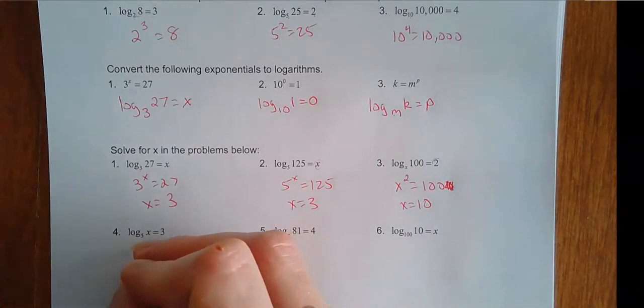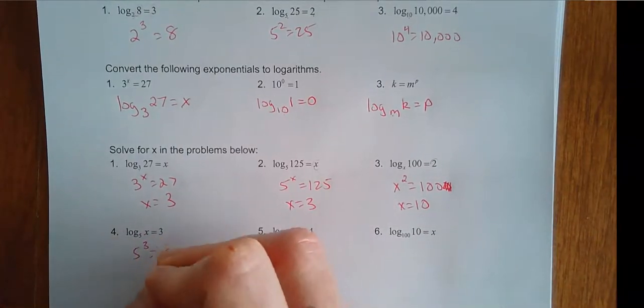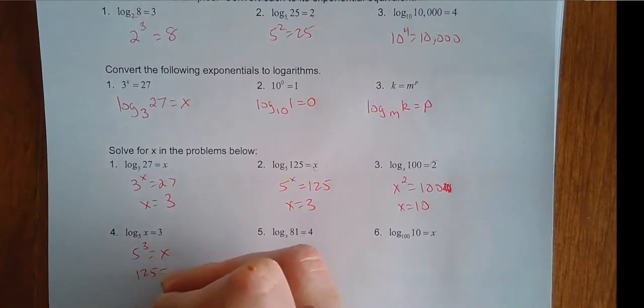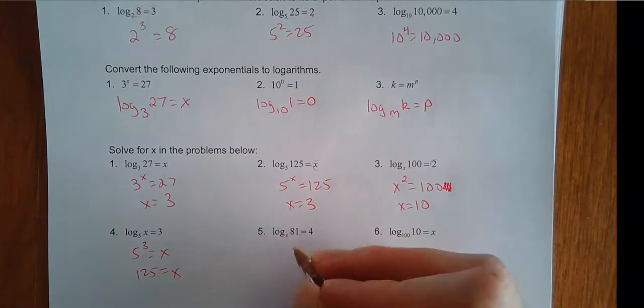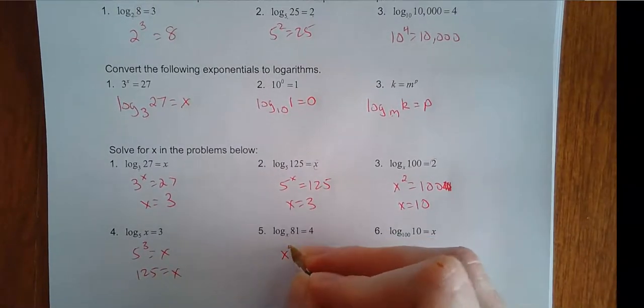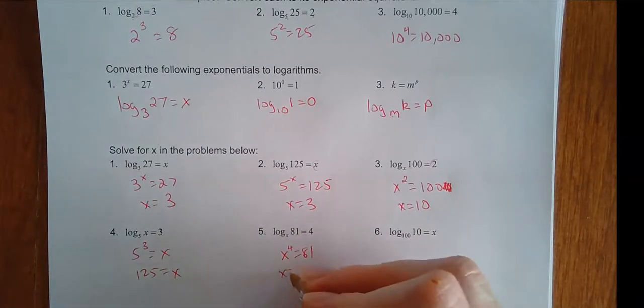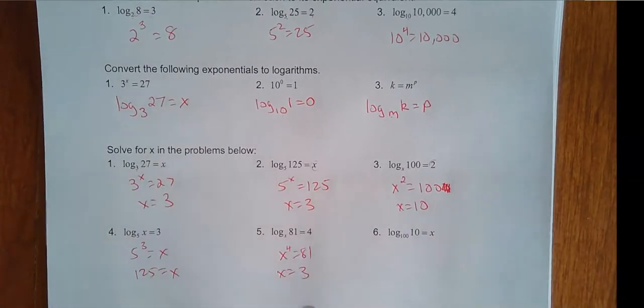This guy here, base is 5, exponent is 3. And what's the answer? Well, 5 to the third, 5 times 5 times 5 is 125. What number to the fourth? This is what base to the fourth power equals 81. So what times itself 4 times equals 81? Well, that would be 3.